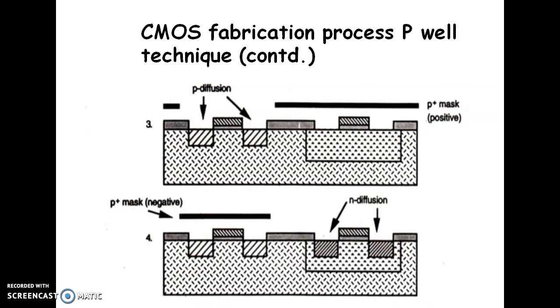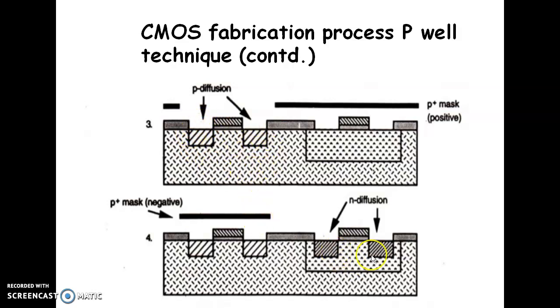So for that, in mask 4, a P plus mask is now used to define all areas where P diffusion is to take place. So here with P diffusion we can form the source and drain of PMOS. The portion which we don't want to have P diffusion should be covered with the mask. Here photolithography will be taking place. So using photoresist material, exposing to UV rays, we can open the windows and we can do the diffusion. So with that diffusion we can form the source and drain.